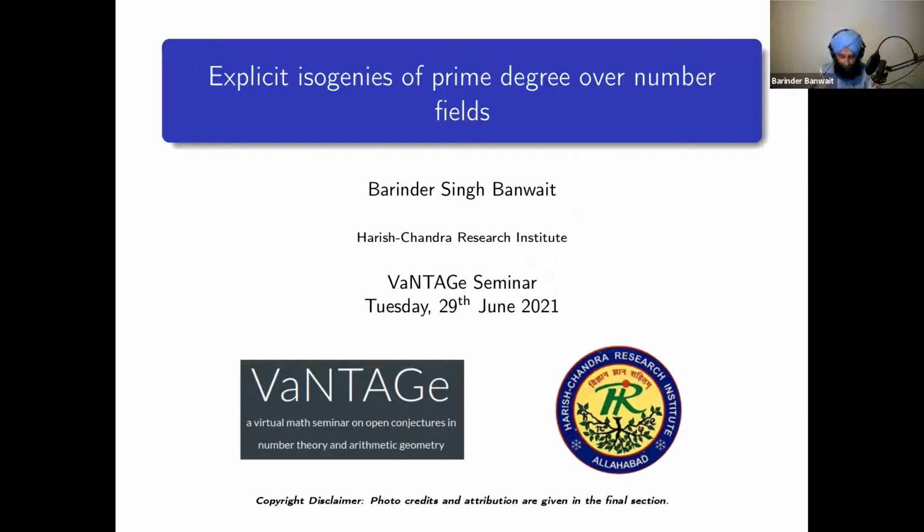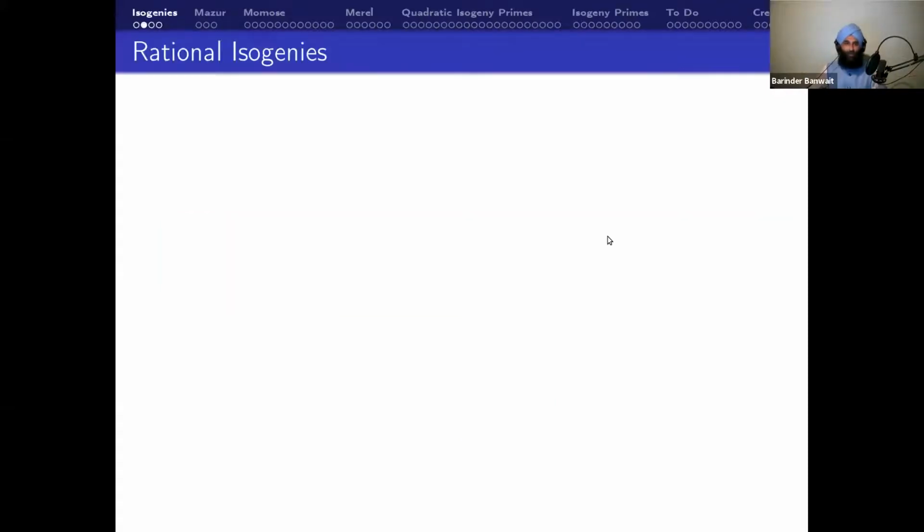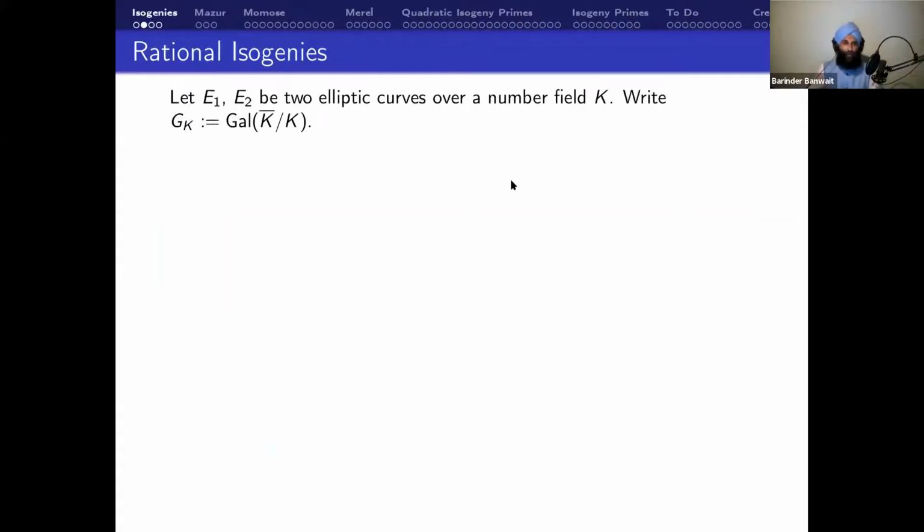Okay, so I'm going to be talking about isogenies of prime degree for elliptic curves. So I'm going to start with a quick run through of the basic definitions. So I'm going to take two elliptic curves, E1 and E2, over a number field K. GK is going to be the absolute Galois group.